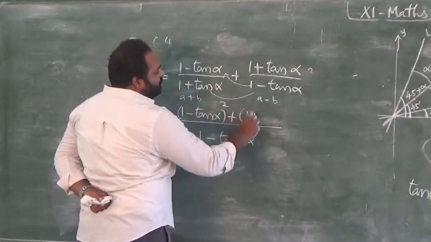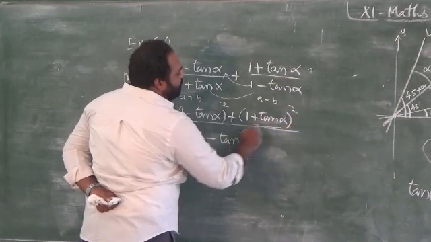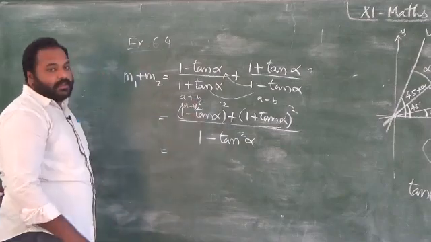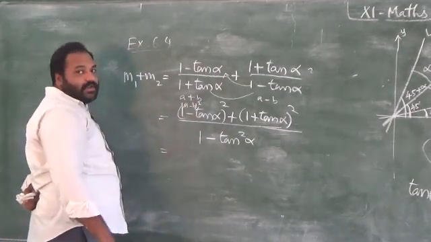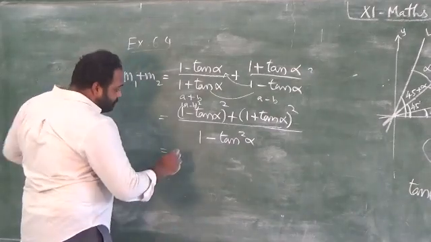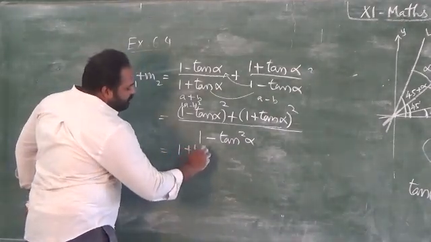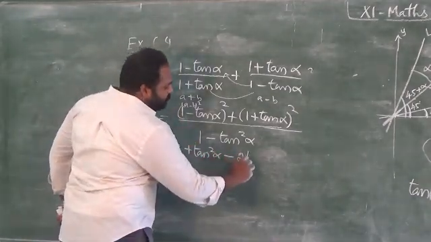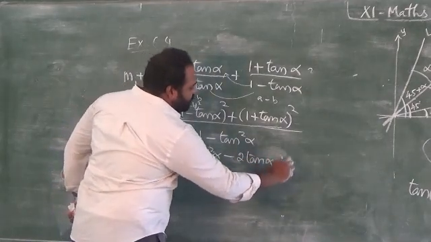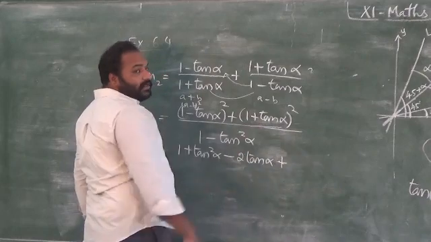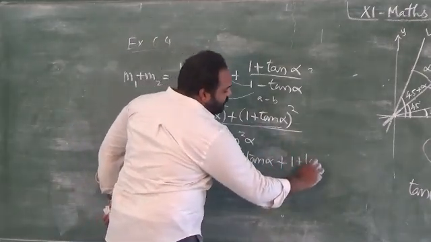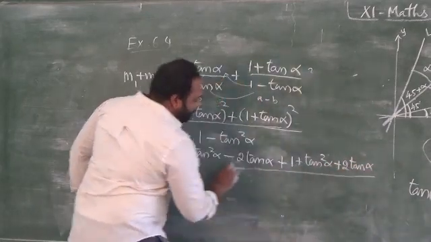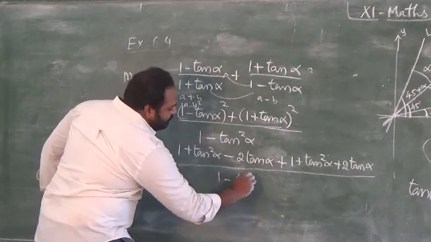Same like that, (1 plus tan alpha) whole square. Now it is in the form of the (A minus B) whole square formula. What is the formula? A square plus B square minus 2AB. So 1 plus tan square alpha minus 2AB, that is 2 into 1 into tan, 2 tan alpha. Same like that, this one is (A plus B) whole square: A square plus B square plus 2AB, 2 tan alpha, all divided by 1 minus tan square alpha.